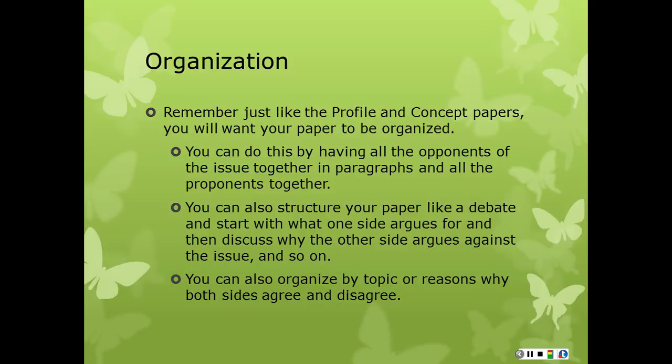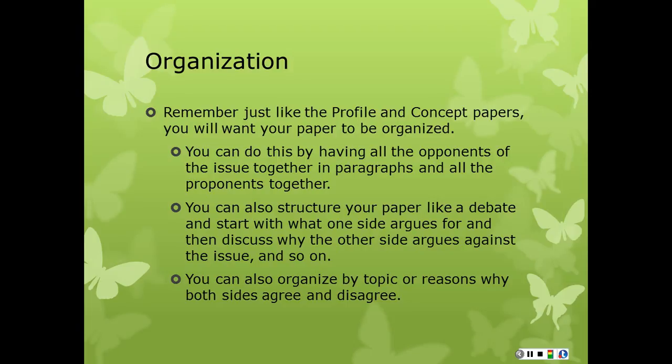Another way you can organize your paper would be the second bullet point, where it's more like a debate. So you might give some background information, and then you start with one side who argues for the issue, and then you move on to your other source or side who argues against the issue. And you go back and forth: for, against, for, against.